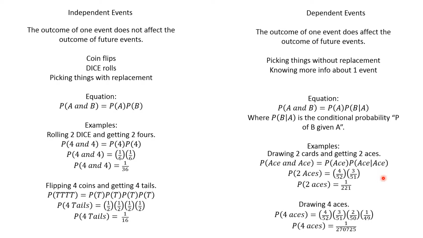Obviously, it's very difficult to get 4 aces out of 4 cards. And so that's dependent events. And we've been doing this with our permutations and stuff. We've been finding these numbers. This just splits the fraction up into 2 different pieces or 4 different pieces, and then we just multiply them together. But it's basically the same. So let's look at knowing more information about one event. See what type of thing that looks like.